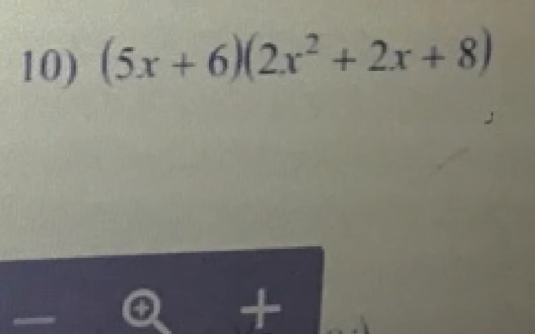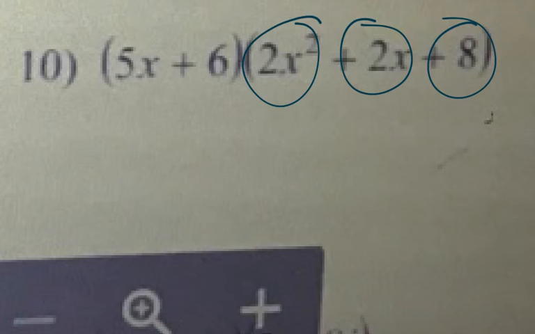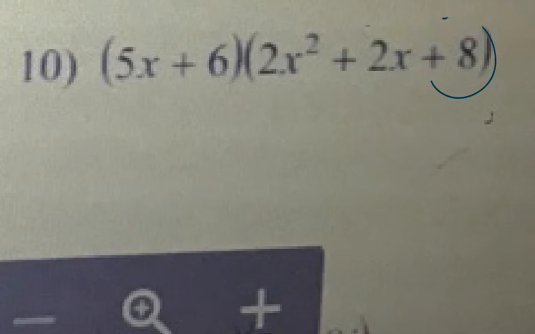Okay, let's do one more. Now notice the only thing different with this one is I have 1, 2, 3 terms on the right, but I'm still going to do the same thing I did on number 9. I just have to deal with an extra term. So hopefully this makes sense.